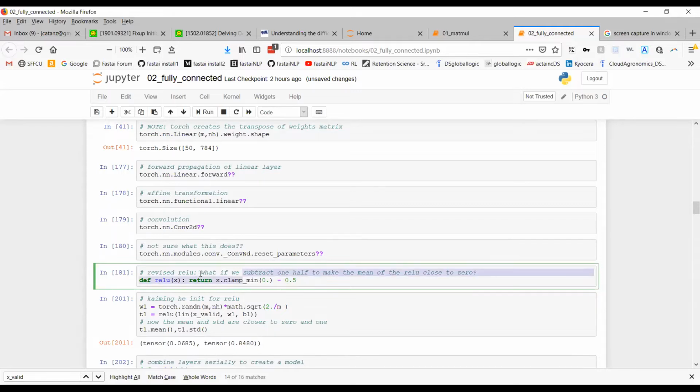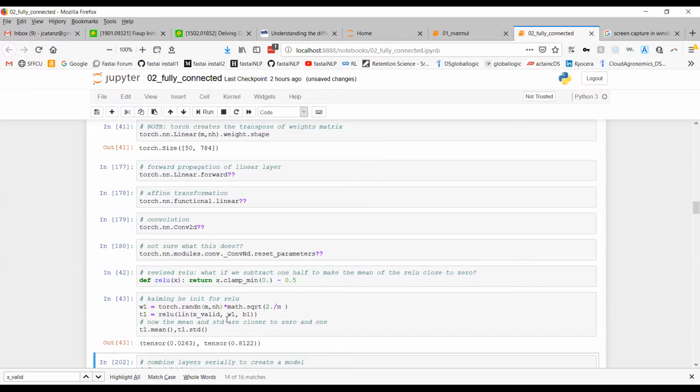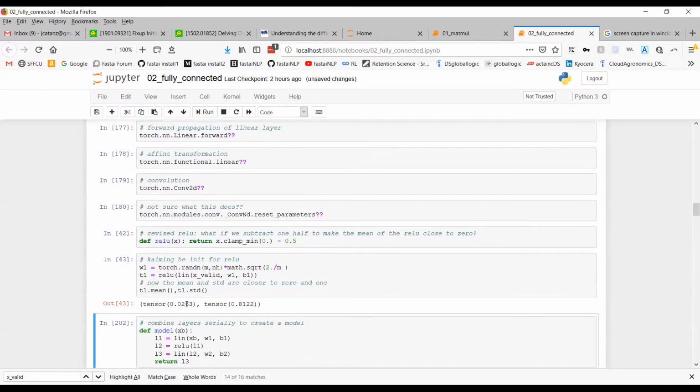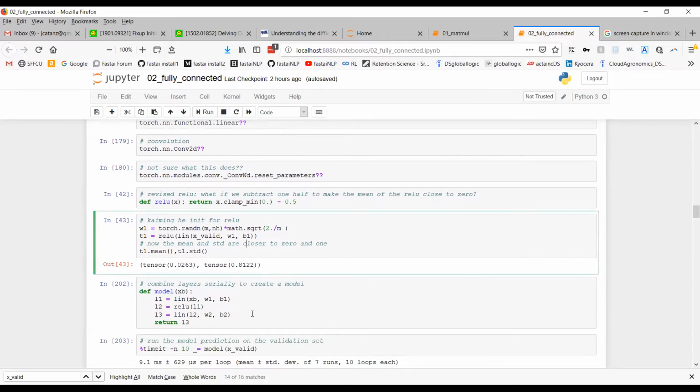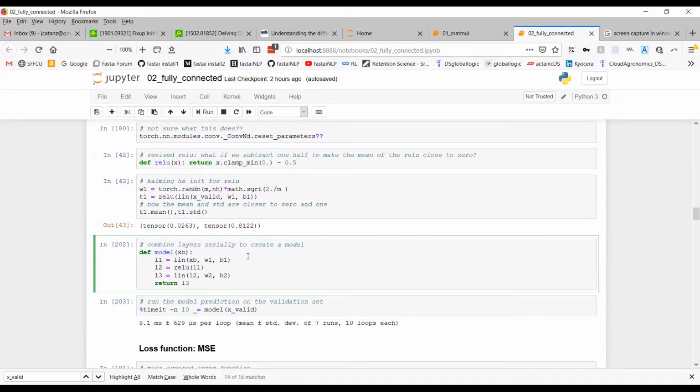So let's try it. Revise the ReLU function, same as the one before, except you subtract a half from it. And now, when you run the kaiming initialization with the revised ReLU function, you actually get a mean that's close to 0 and a standard deviation that's close to 1. So Jeremy's demonstrating that this idea of his seems to work.